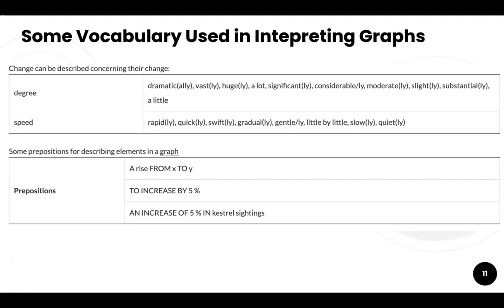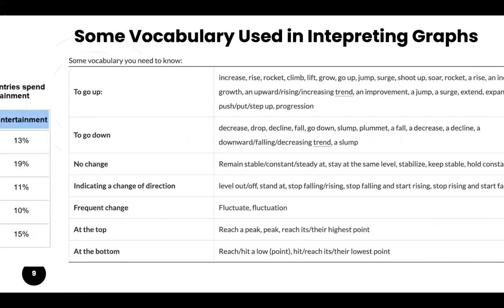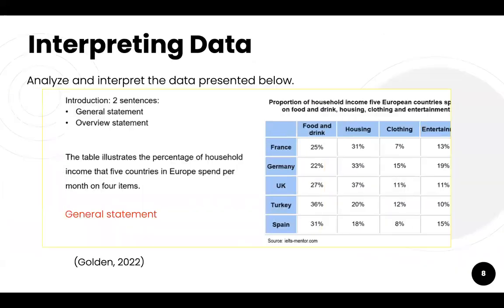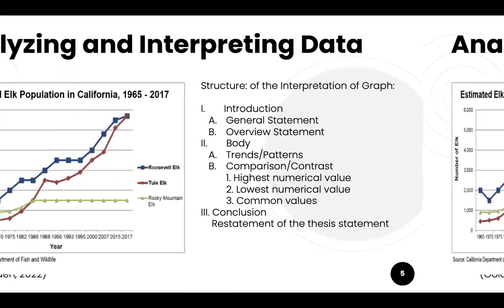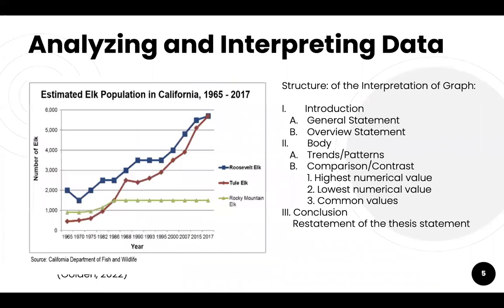All right, so let me just summarize by looking at the structure. You have to consider this structure when writing your interpretation of data. You can start with the introduction, from general statement to overview statement, or thesis statement. And for the body paragraphs, you consider the trends and patterns, and you compare and contrast the data there. And for the conclusion, you can just restate the thesis statement.